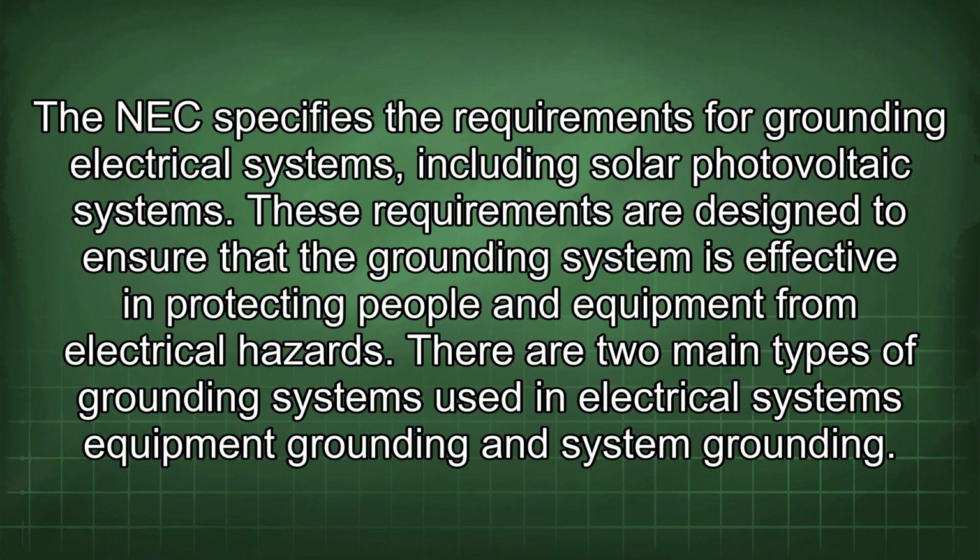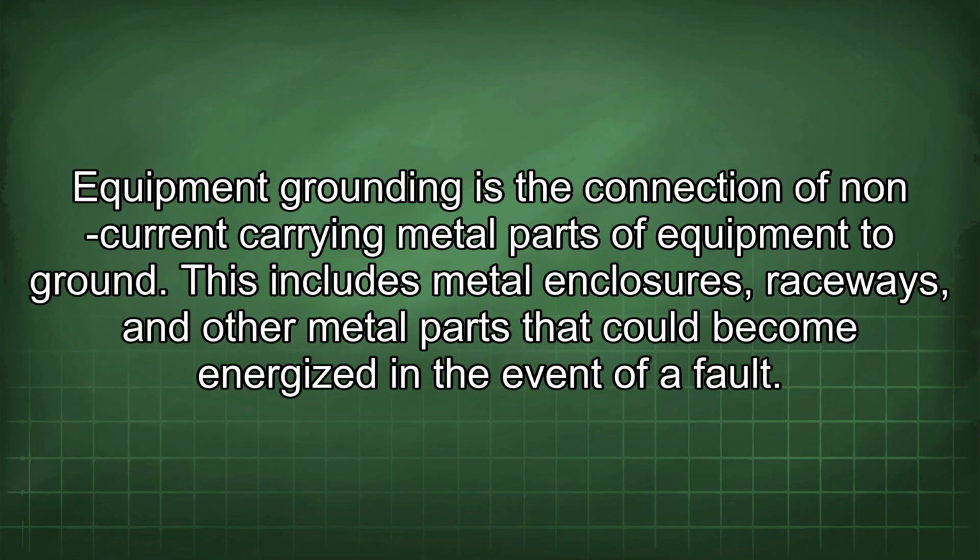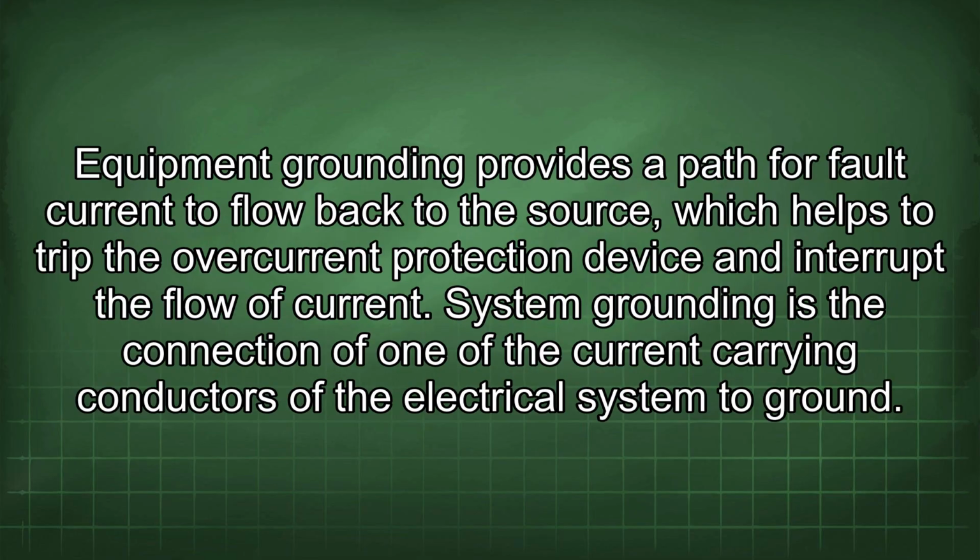There are two main types of grounding systems used in electrical systems: equipment grounding and system grounding. Equipment grounding is the connection of non-current carrying metal parts of equipment to ground. This includes metal enclosures, raceways, and other metal parts that could become energized in the event of a fault. Equipment grounding provides a path for fault current to flow back to the source, which helps to trip the overcurrent protection device and interrupt the flow of current.